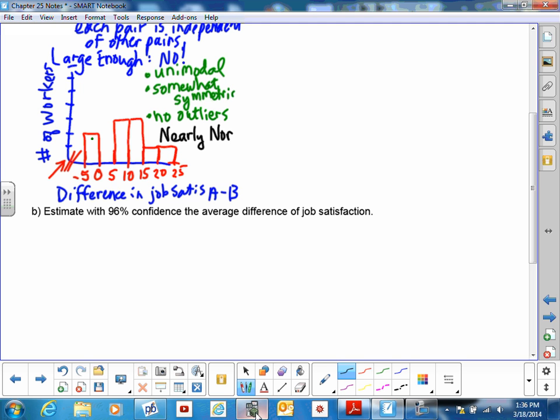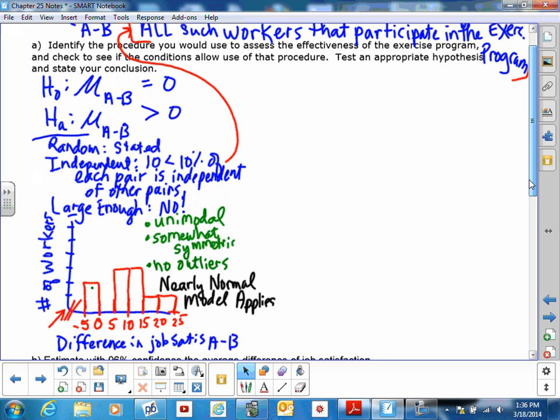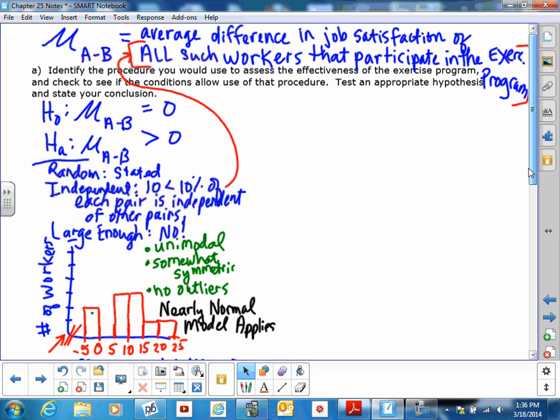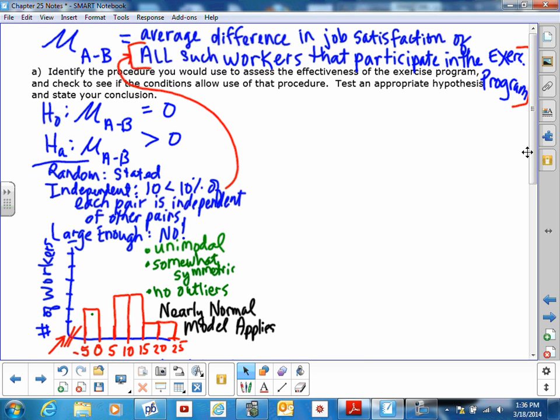Nearly normal model applies. Okay, it's a nearly normal model that is applying. Right, it is not nearly applying. It's nearly normal. Okay, nearly normal. All right, ta-da! We've actually done the worst part of this, the P, the H, and the A. So, what's next? N. Name this test.